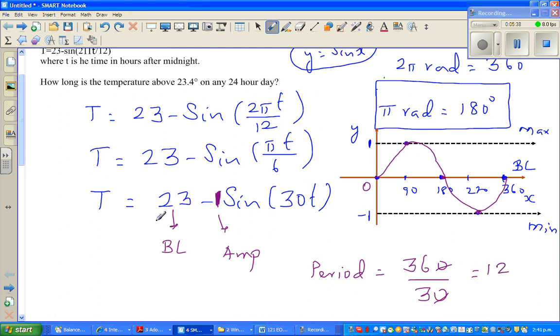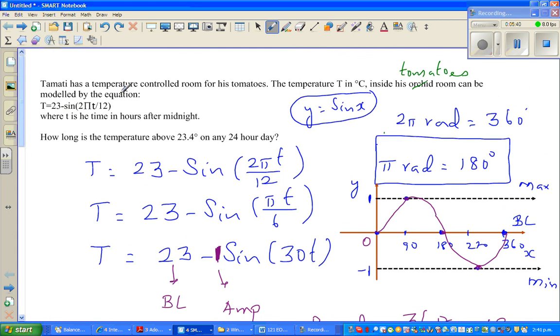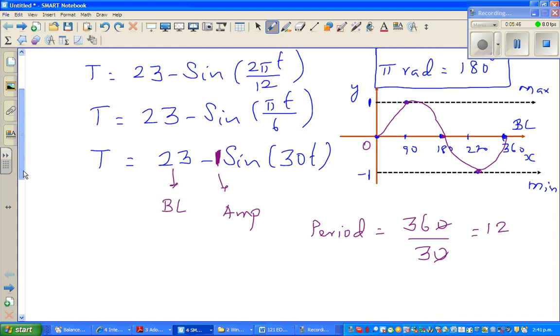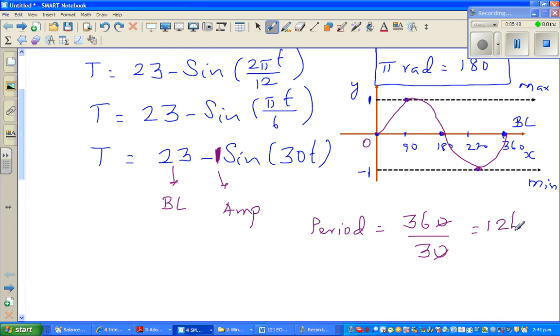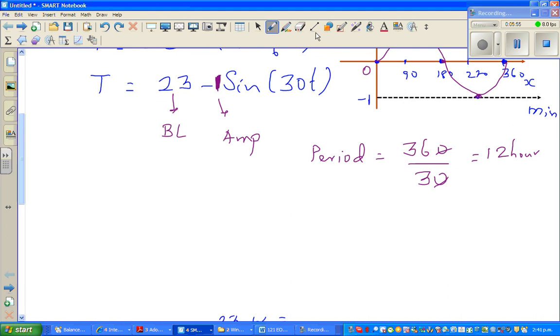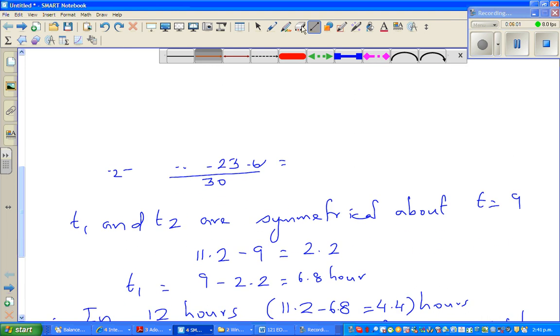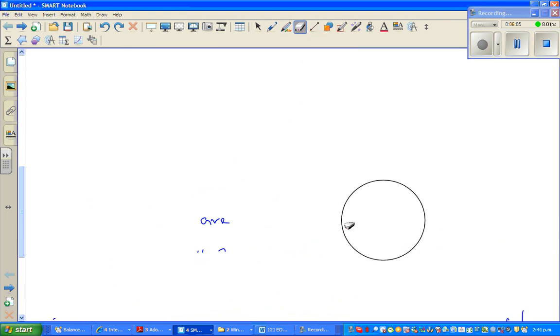So this trig equation has a period of 12 hours. t is in hours, so the period is 12 hours. Okay, so let us draw the graph. The graph would look like this. Let me delete this. Let me use a bigger one, as I had first.